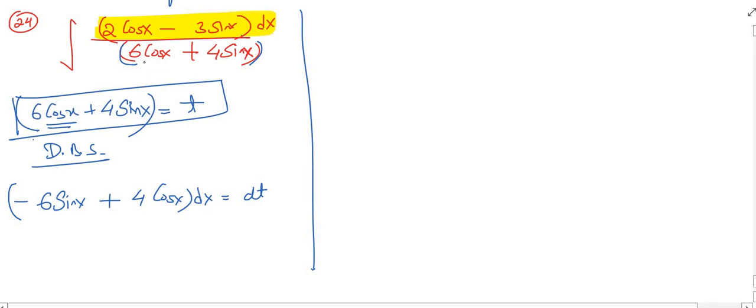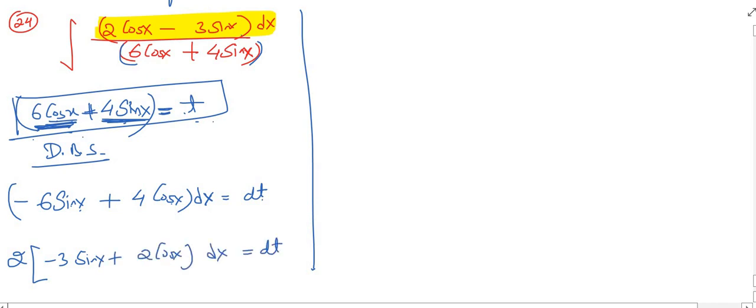In this question we will take 6 cos x plus 4 sin x is equal to t, differentiate both sides, it will become minus of 6 sin x because derivative of cos x is minus sin x, plus 4 sin x derivative is cos x dx is dt. We can take 2 common, so minus 3 of sin x plus 2 cos x dx is equal to dt.